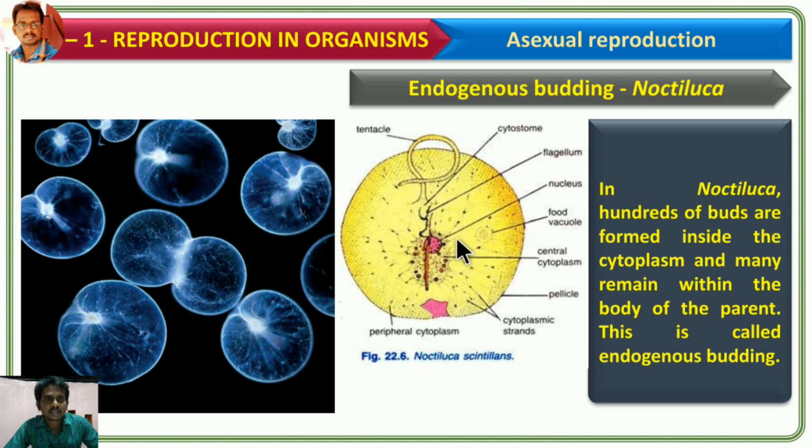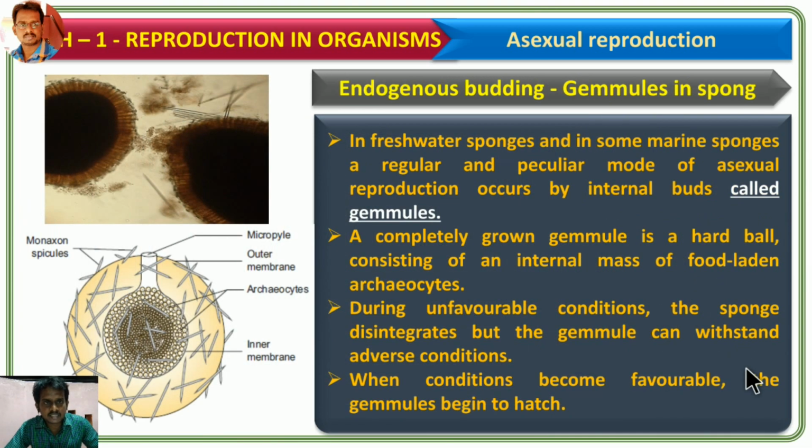This endogenous budding is seen in Noctiluca. Next, move on to the next example of endogenous budding. This kind of endogenous budding is seen in some freshwater sponges and some marine sponges, where a regular peculiar mode of asexual reproduction occurs by internal buds, or gemmule formation. The formation of internal buds is called gemmule formation.